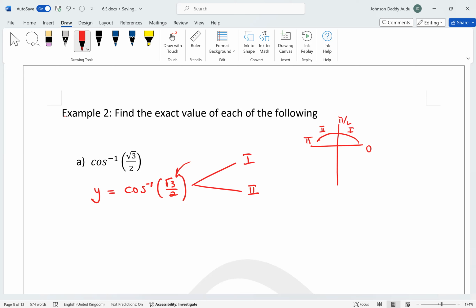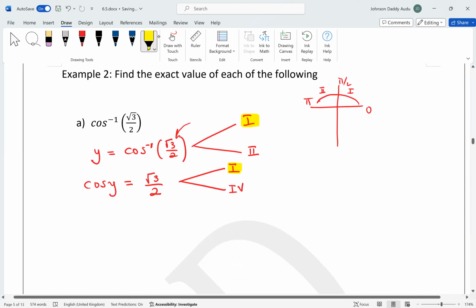Now, if you take cosine of both sides, so you have cosine y is just root 3 over 2. But cosine is positive in which quadrant? In the first or in the fourth quadrant. So now we are going to go for the common. What is the common? The common is the first, right? In the first quadrant.